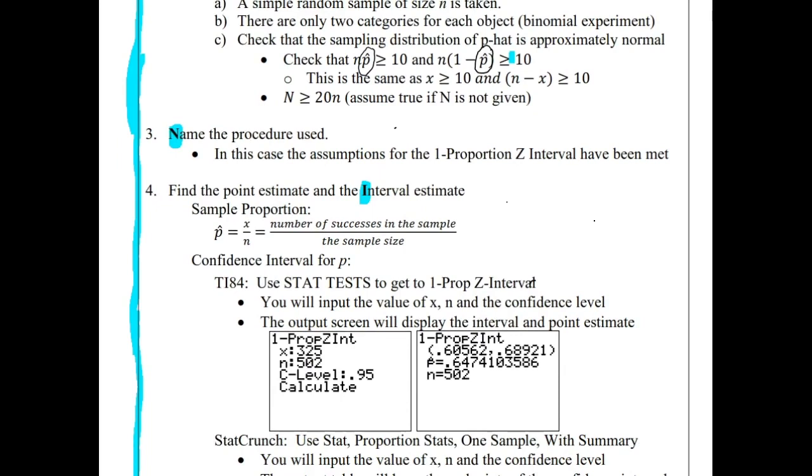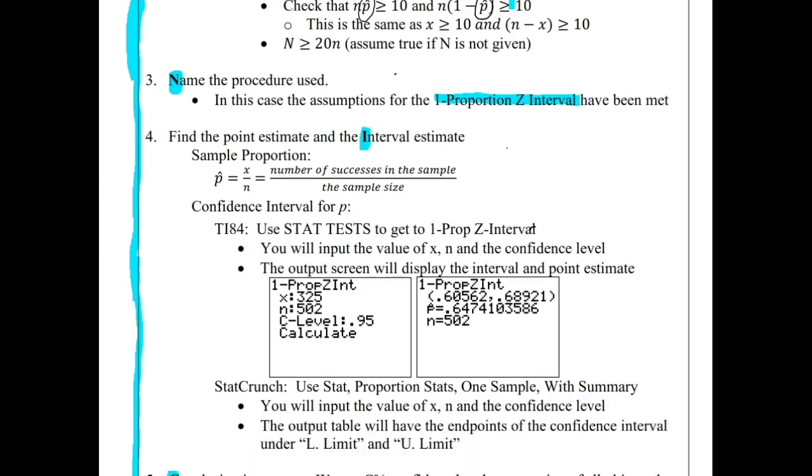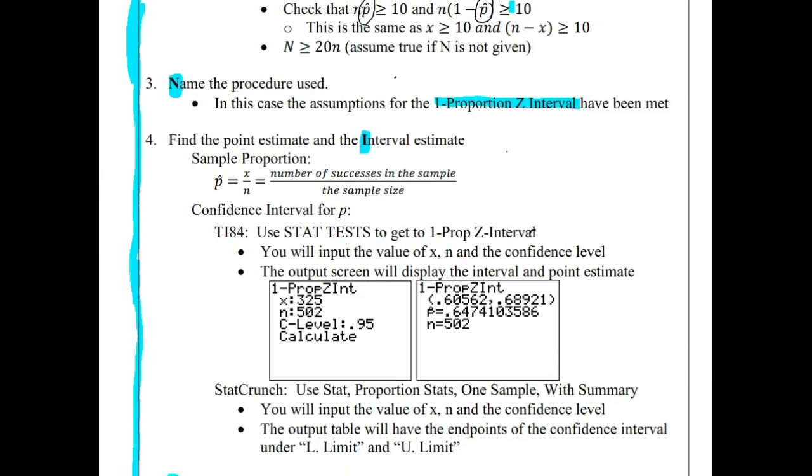N still stands for name the procedure, and in this case we would be doing the one proportion z interval. I should say not test, but the procedure: one proportion z interval, because now we are looking at a confidence interval. We did the one proportion z test in the last unit because we were running a hypothesis test.